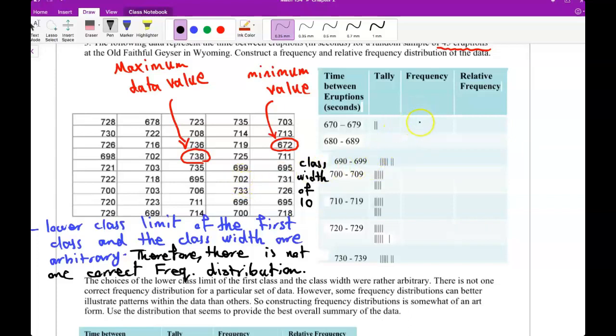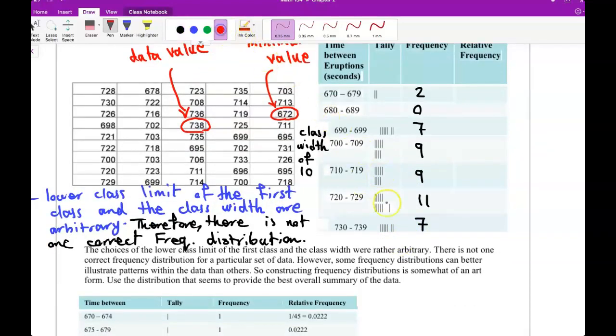Okay, I'm writing these here for frequency, so it's 20 based on these tallies. This column, I'm counting how many I have. I'm writing the answer for that part. So this is 9, 11, 7. And the sum of frequency is equal to 45. So this is the sum.